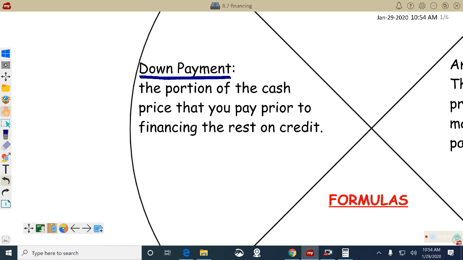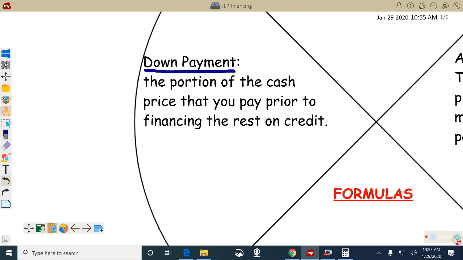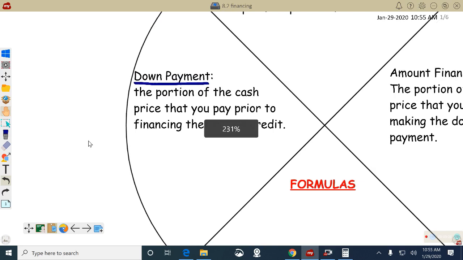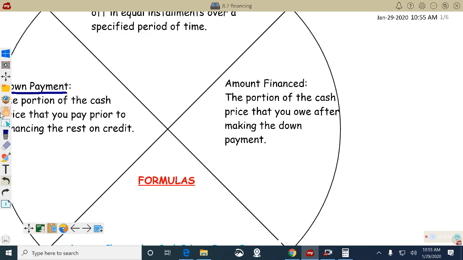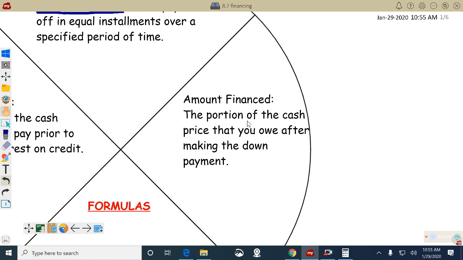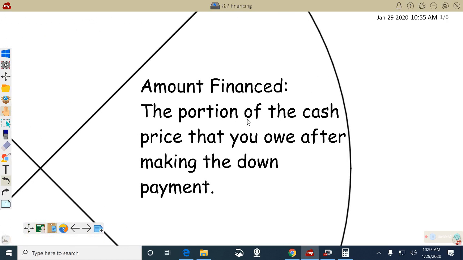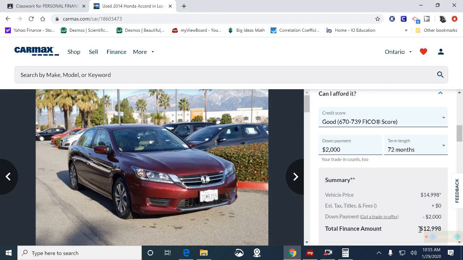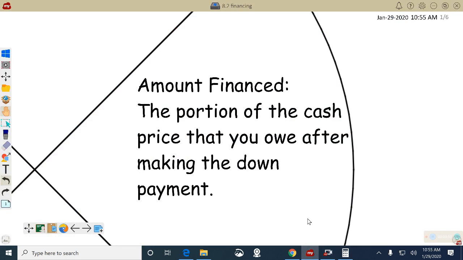Third word, let's go across this concept circle. How about amount financed now? Let's zoom in on it. The amount financed is what's left over after the down payment. So when you look at the car, this is the amount to be financed because I put $2,000 down on the Accord. That's the amount that I have to pay off a little bit each month. So let's go ahead and write amount financed. The portion of the cash price that you owe after making the down payment. So go and write that down.